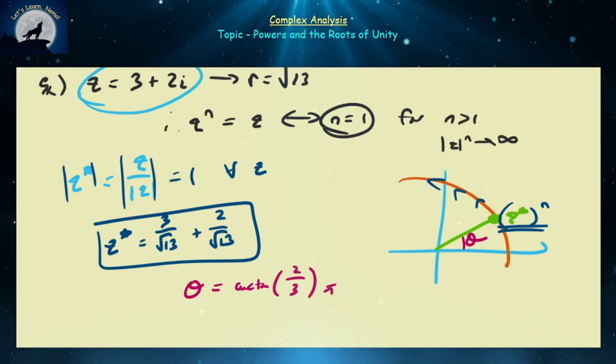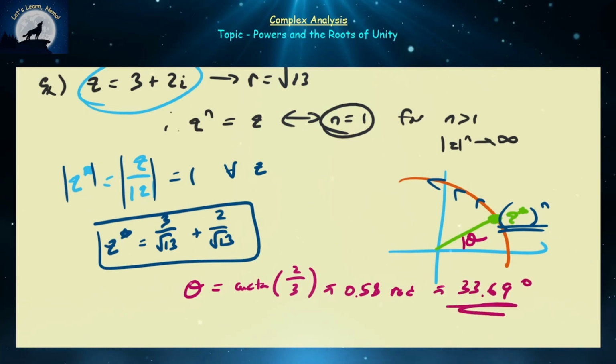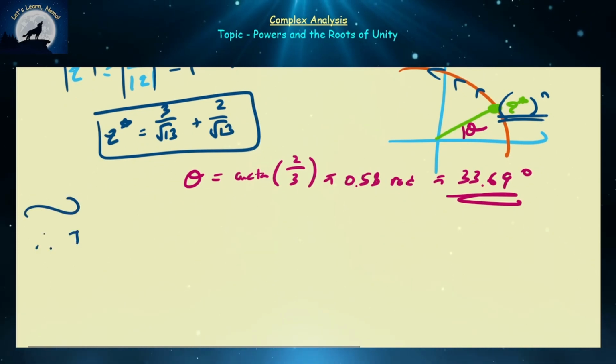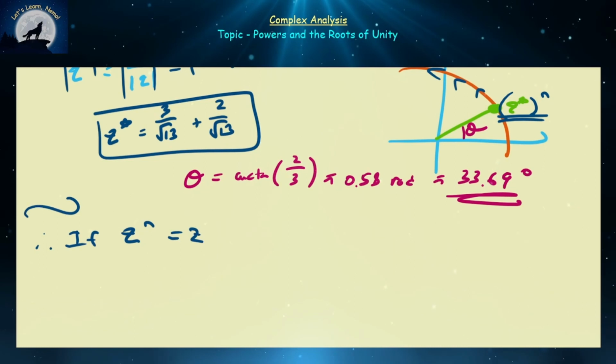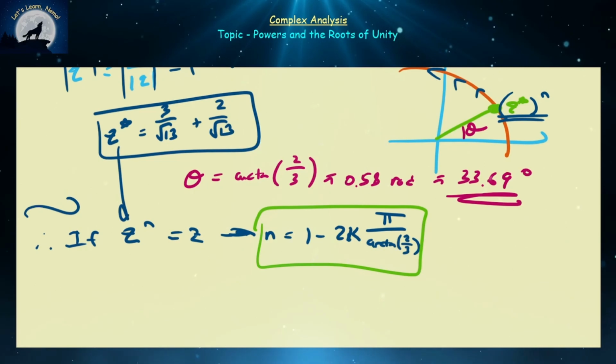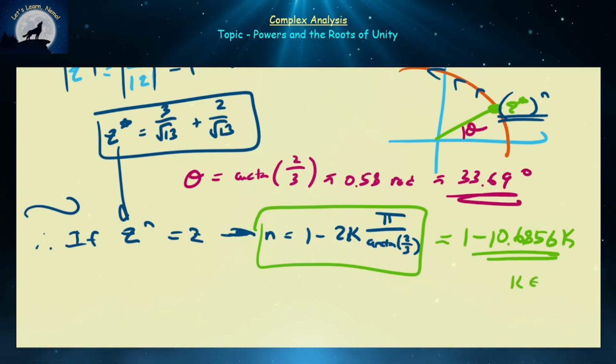So that's going to be equal to approximately 0.58 radians, or approximately 33.69 degrees, right? So if z to the n is going to be equal to z, and I'm just using z star as z here, then that means n must be equal to 1 minus 2k pi all over the arc tangent of 2 divided by 3. So that's the value of n that needs to be true, which is approximately equal to 1 minus 10.6856k, right? Where k is an integer.